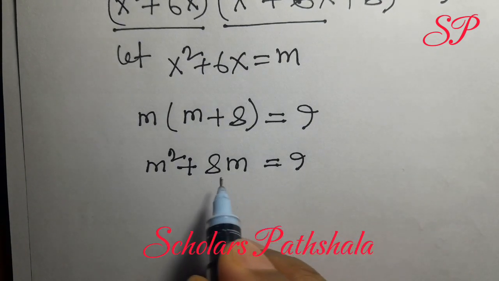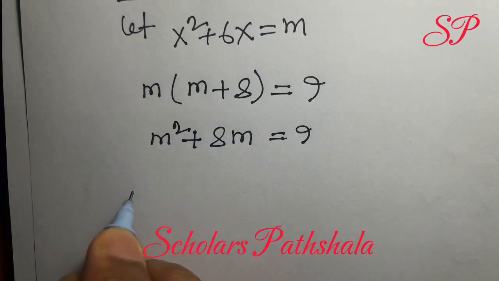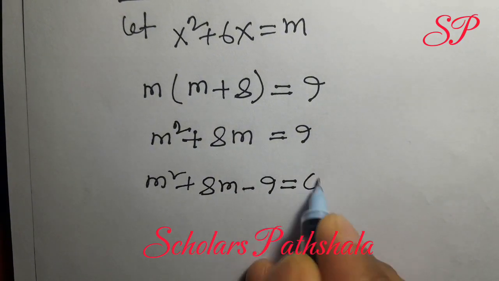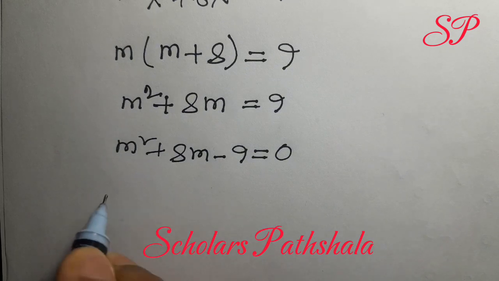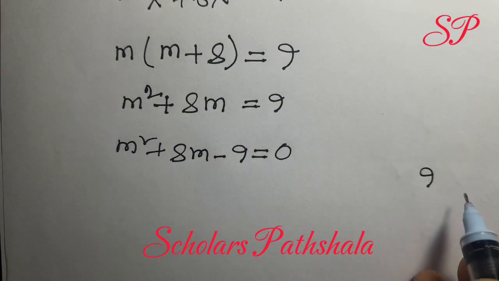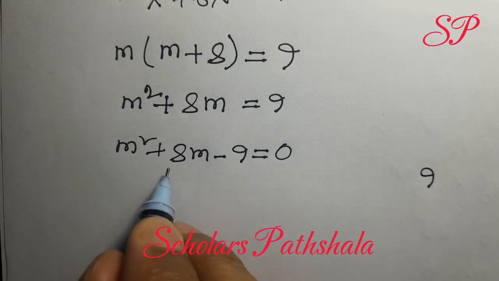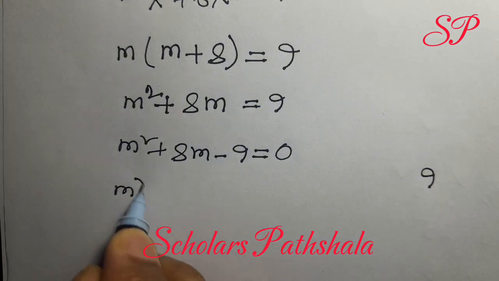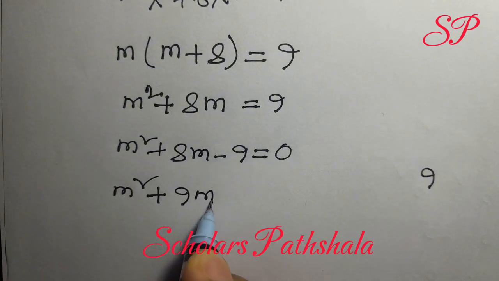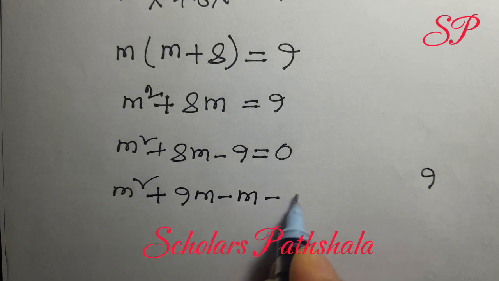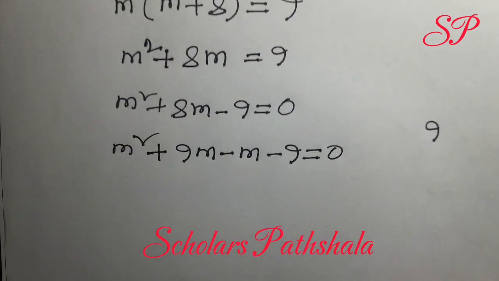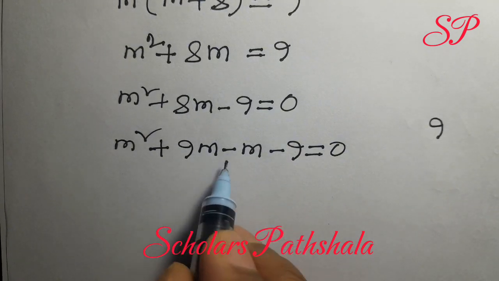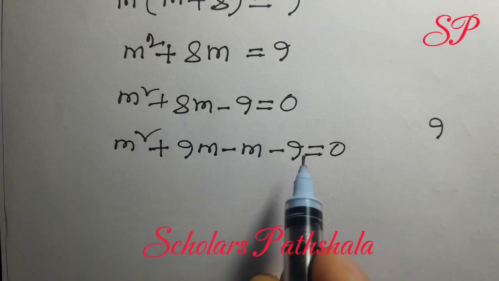Then transfer the right side to the left side. We can write m squared plus 8m minus 9 is equal to 0. To split the middle term, the factors are 9 and 8, so we can write m squared plus 9m minus m minus 9 is equal to 0. 9m minus m is equal to 8m.